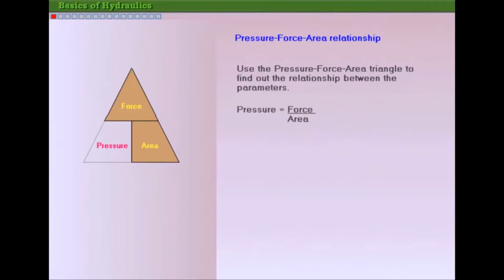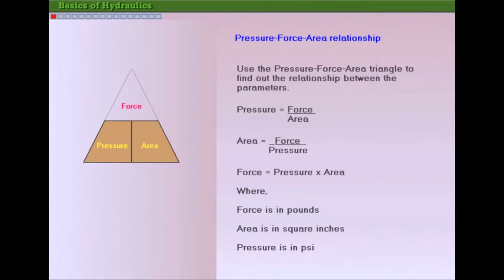When pressure is unknown, it is calculated as force divided by area. Similarly, when area is not known, it is calculated as force divided by pressure. When both pressure and area are known, force is equal to pressure times area.